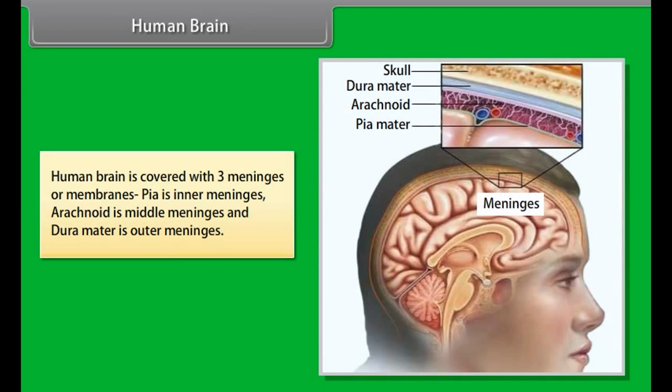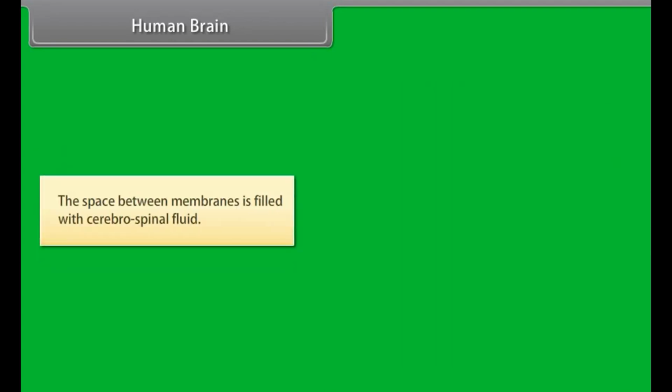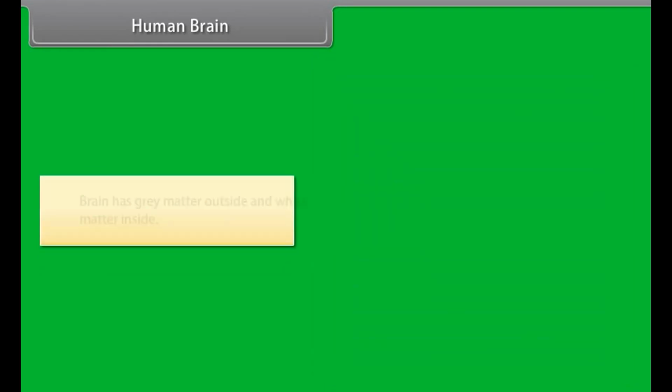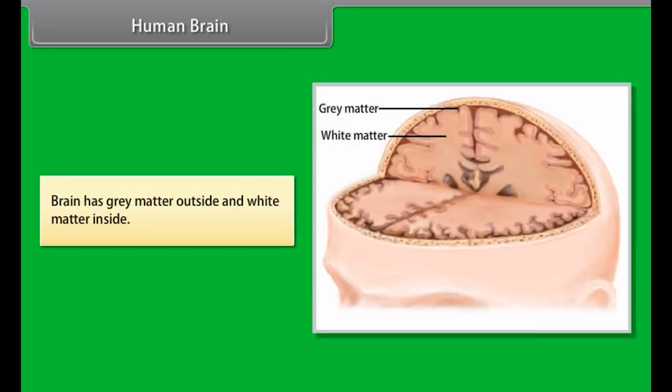Pia is the inner meninges, arachnoid is the middle meninges, and dura mater is the outer meninges. The space between the membranes is filled with cerebrospinal fluid. The brain has grey matter outside and white matter inside.